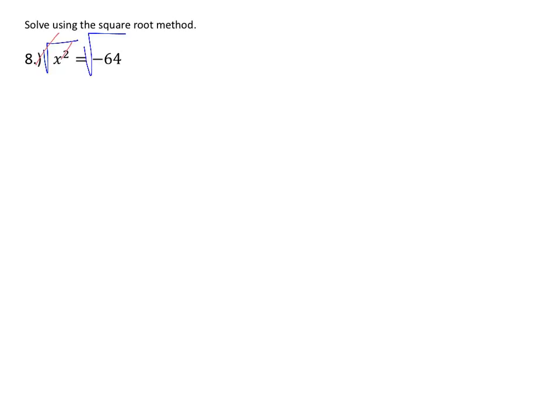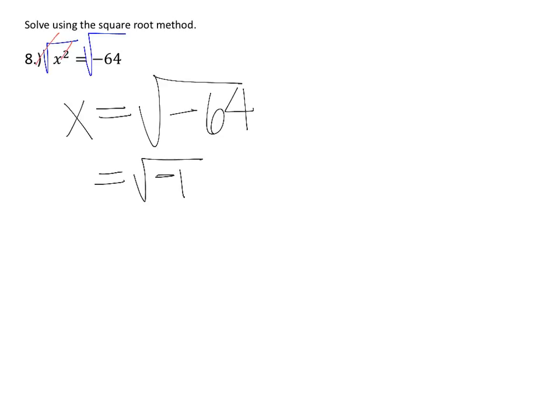So we're just going to have x remaining equals the square root of negative 64. Now we want to evaluate this square root, and whenever you have the square root of a negative number, let's separate that by saying the square root of negative 1 times the square root of 64. And that works because we know that negative 1 times 64 is negative 64.